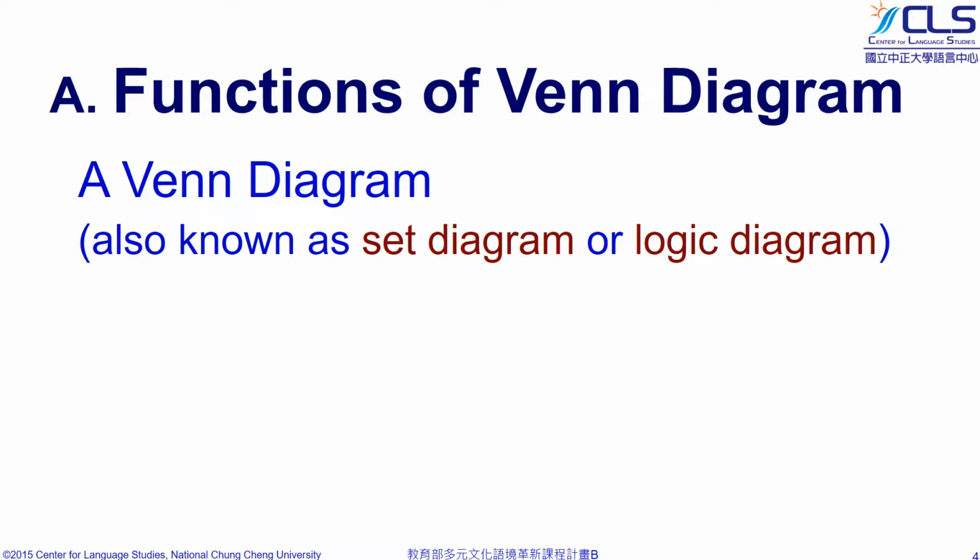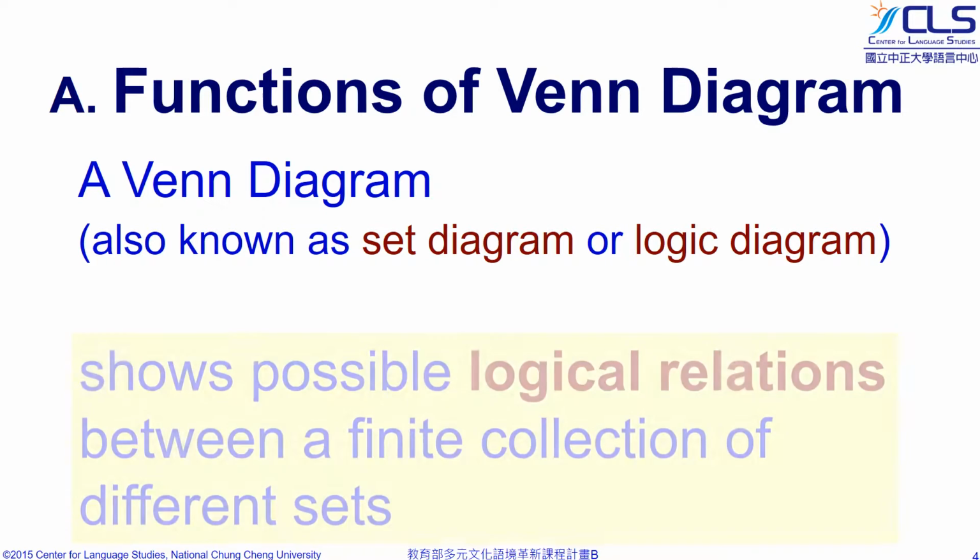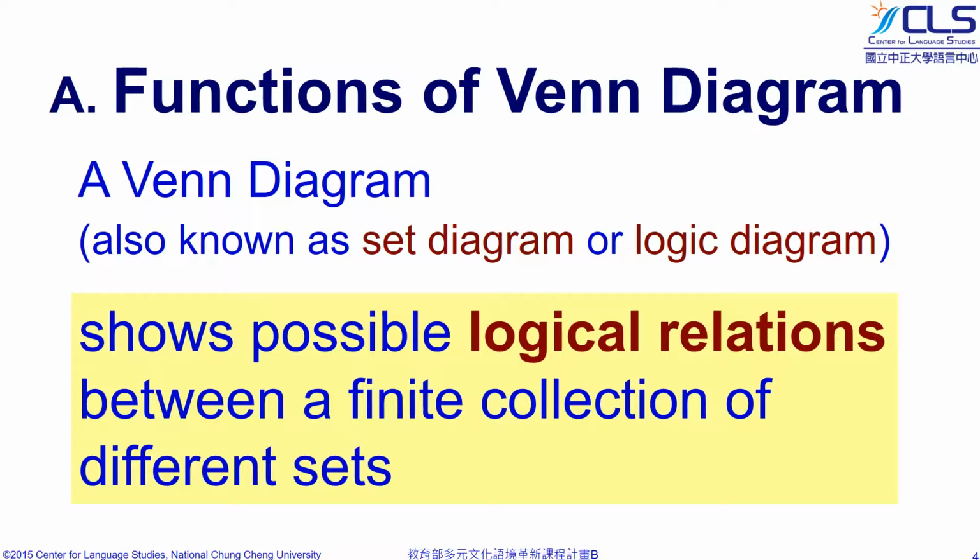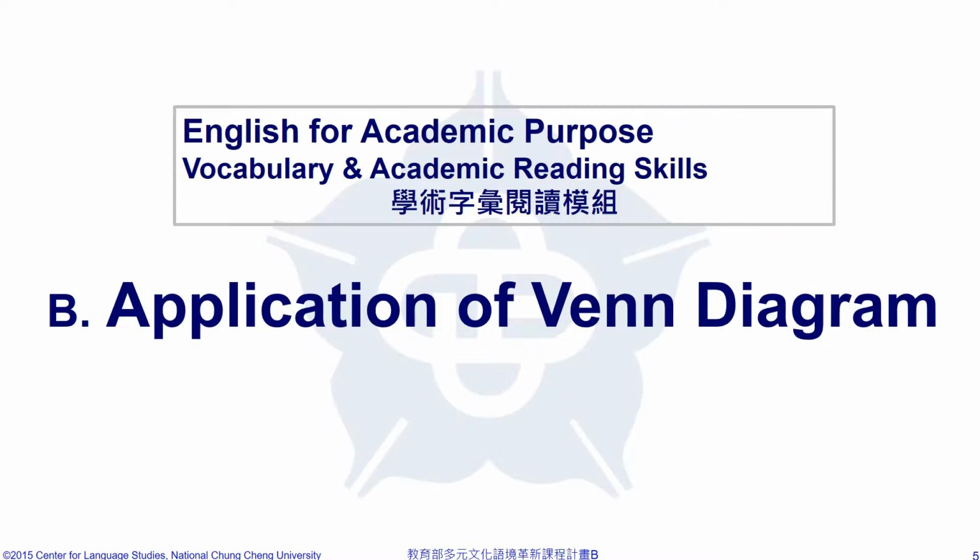A Venn diagram is also known as a set or a logic diagram. It can show possible logical relations between a finite collection of different sets. And then, how can we apply them?